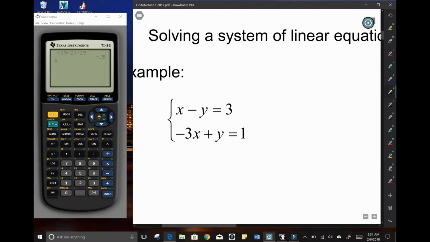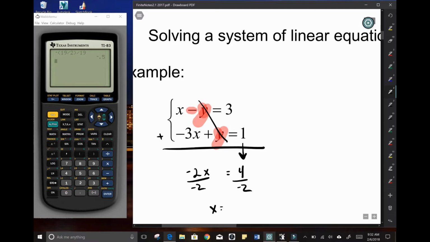How do you do this? You pick a letter to terminate. I see these two are opposites. So positive y and negative y, they're going to terminate. If you add these equations, don't forget to add the last piece, you have 4 equals negative 2x, divided by negative 2, x equals negative 2. You can substitute it back into either equation.